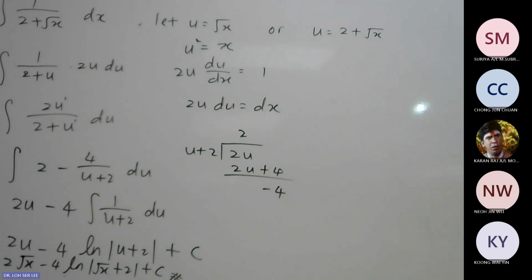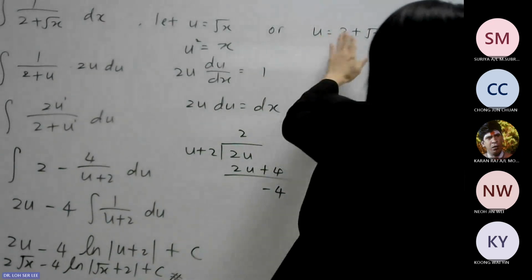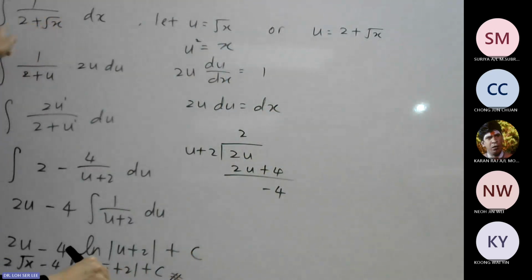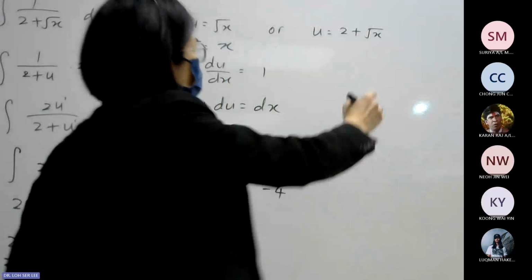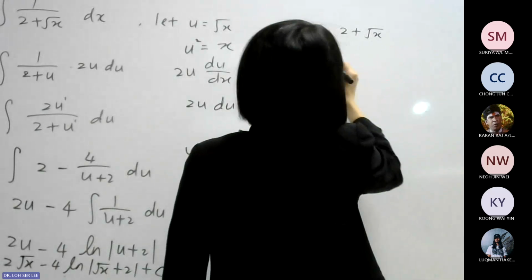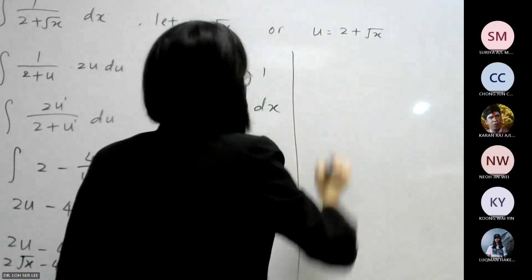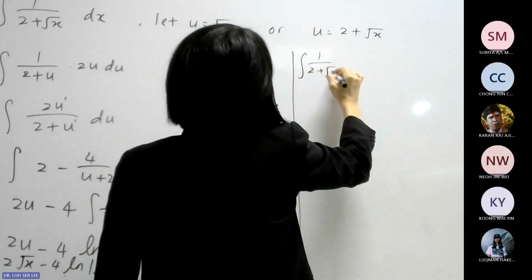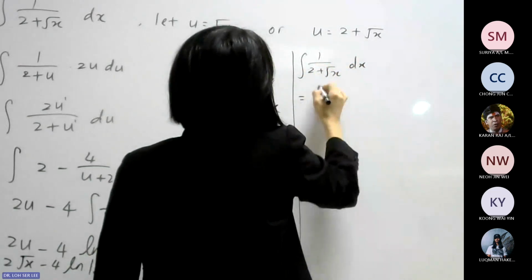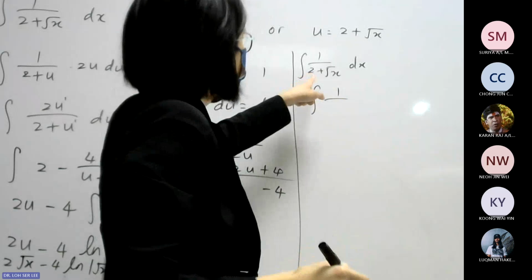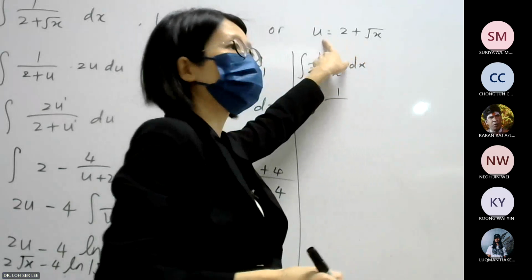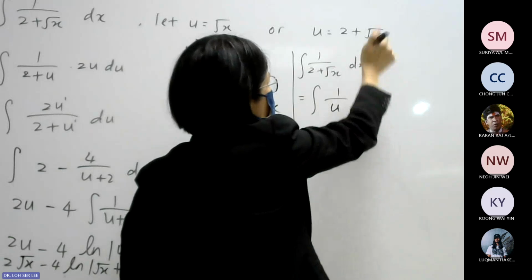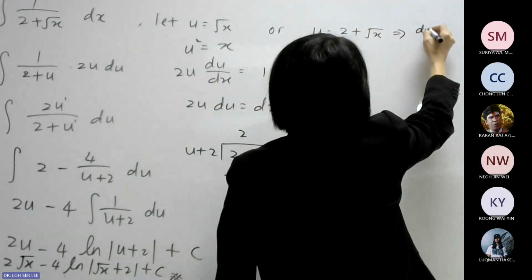Now we look at another case. If we choose u equals 2 plus root x, so u is this, what happens? This one will be changed into 1 over u. And we need the dx.